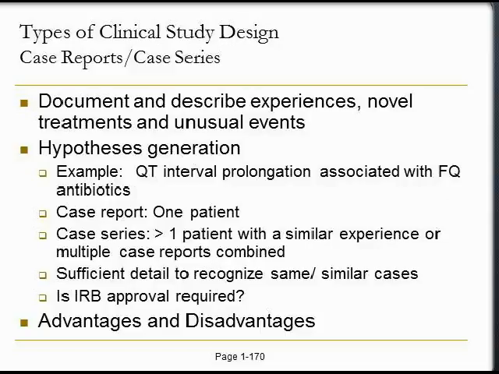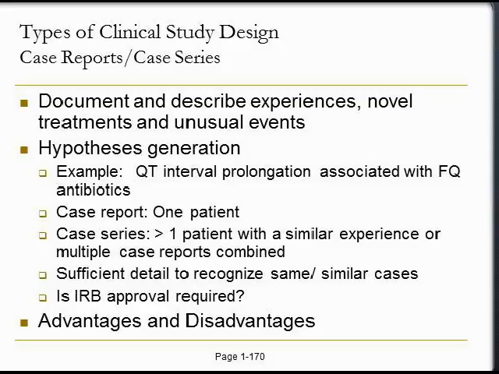So again, let's talk a little bit more about case reports and case series, ask some questions, and then move on to other observational studies. These obviously document and describe experiences, novel treatment, and unusual events. Sometimes in those situations in which study is not possible, perhaps a rare condition or what have you, we don't have the ability to perform a study. An example of a situation in which a case report, and there's countless examples of this, obviously, was really the first to report something in the literature is QT interval prolongation associated with fluoroquinolone antibiotics.